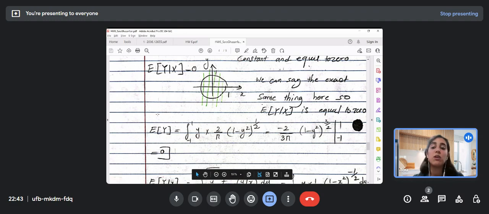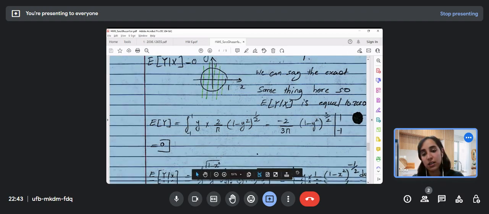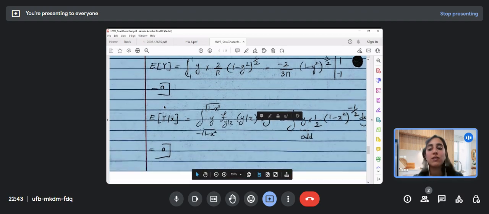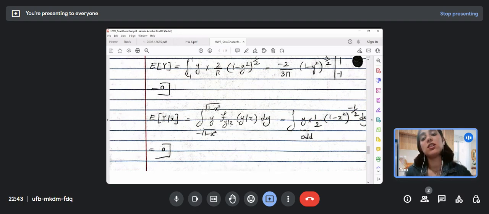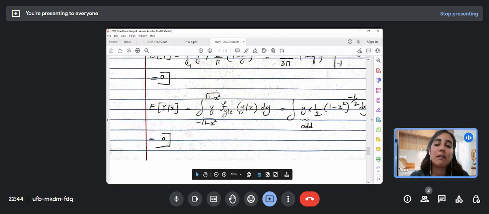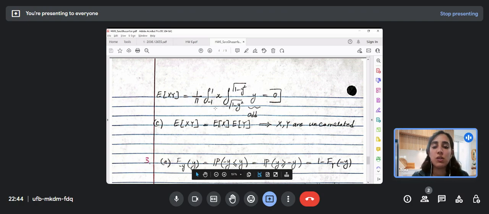And again, for the expected value of y, we should take the integral of y with the marginal density function of y. After doing the calculations, again, we get 0. And for the expected value of y given a specific x, we have this formula, which is the integral of y times f of y given x. Again, after calculating the integral, we get 0.